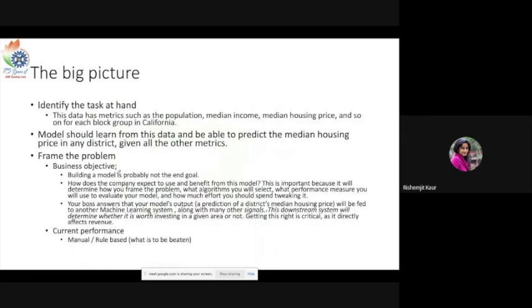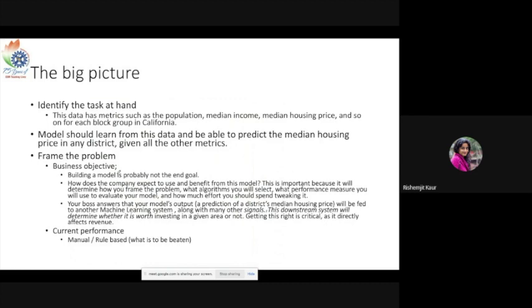Right? So this is your task. Now, what should the model be able to learn from this data set? It should be able to predict the housing price given all the other metrics. Now, how do we frame this problem? If we are developing, there has to be a certain end goal to it, right? A certain business model to it.